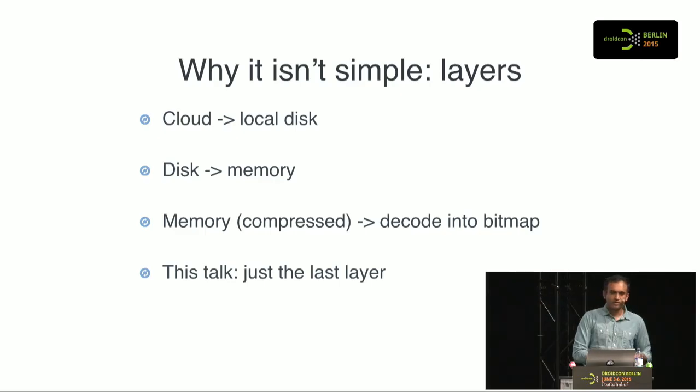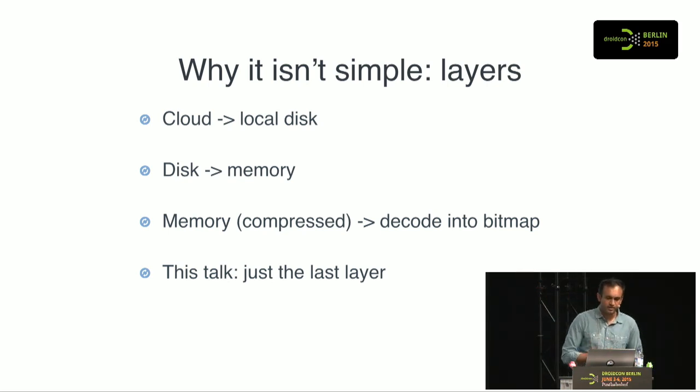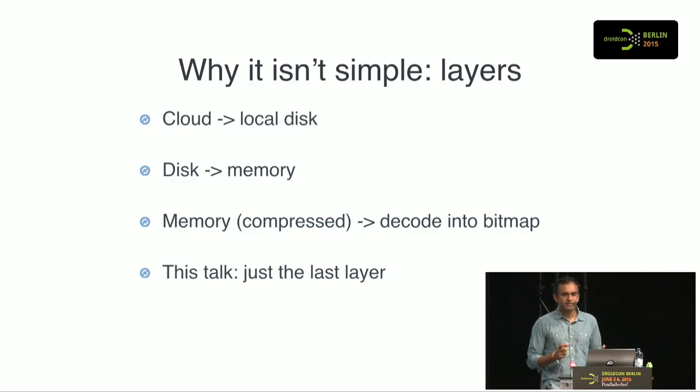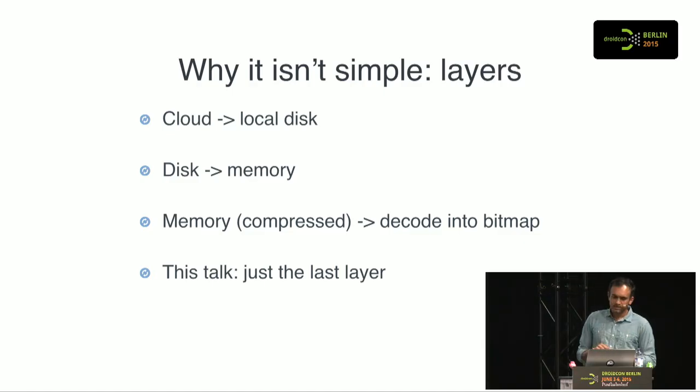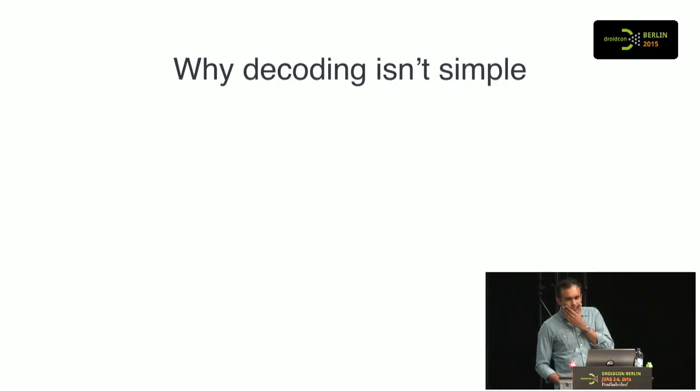You need to decode it into a bitmap. And many apps combine the second and the third stage together, so you load it and do a streaming decode or something. Most companies are actually pretty good at the first two, so I'm just going to focus on this last layer: how we get the compressed thumbnails decoded just in time to show them, so that there's never any gray on the screen.